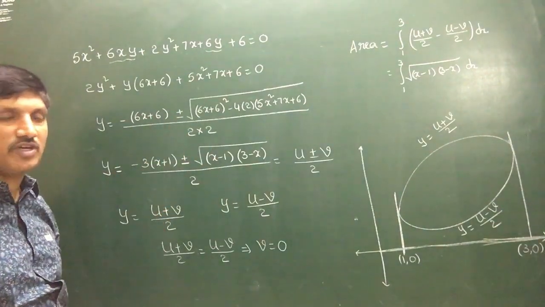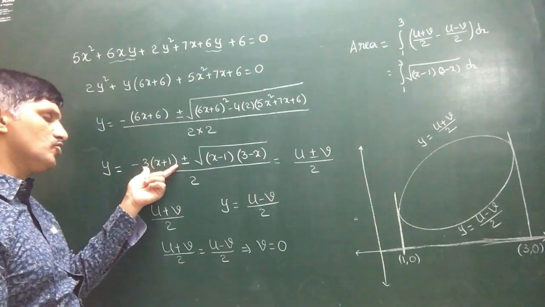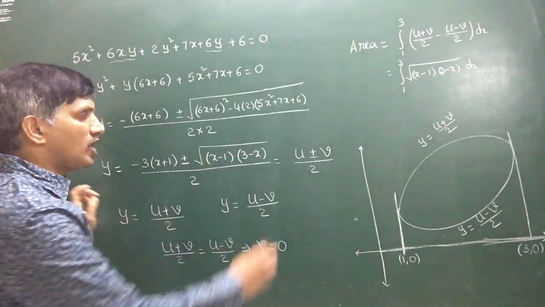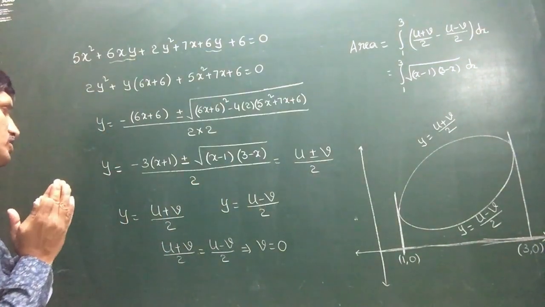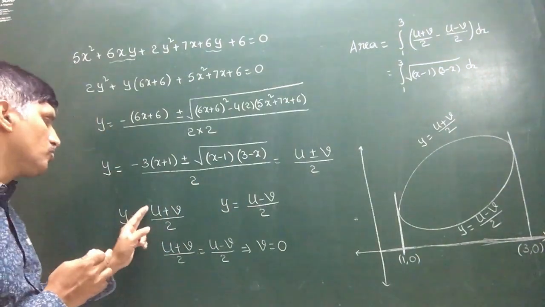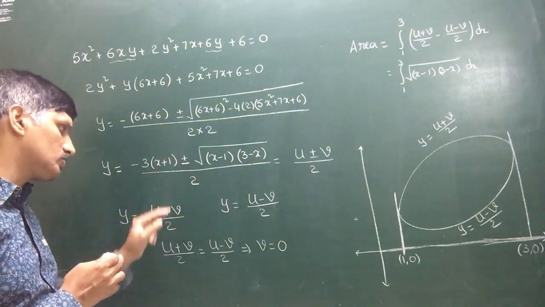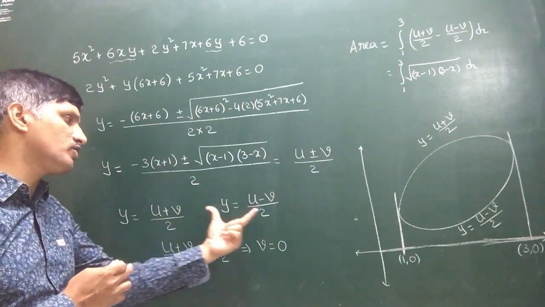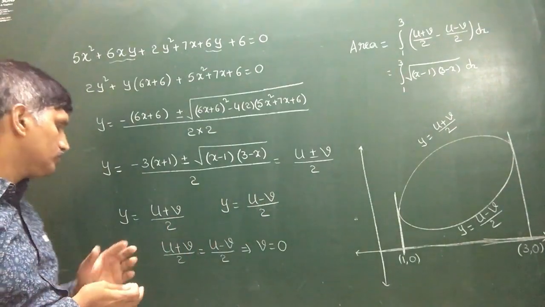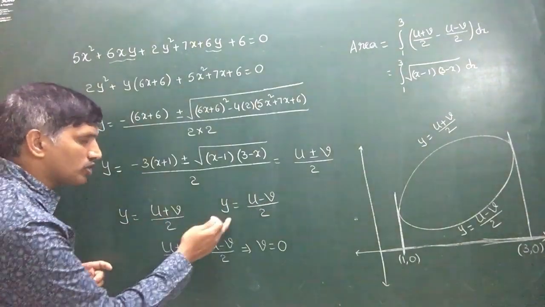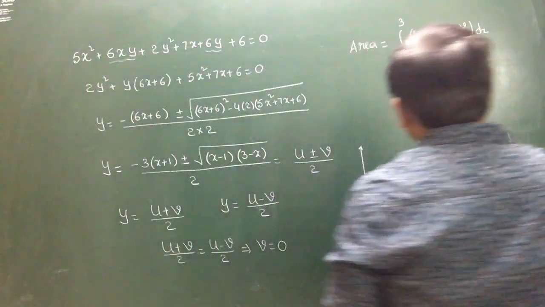After simplification we got, okay, let us say this is u and this one as v. So we got u plus or minus v divided by 2. So what information did we get? y is equal to u plus v by 2 with the plus equation, and with the minus we got another equation, y is equal to u minus v by 2. So these are the two curves, just you can observe here.